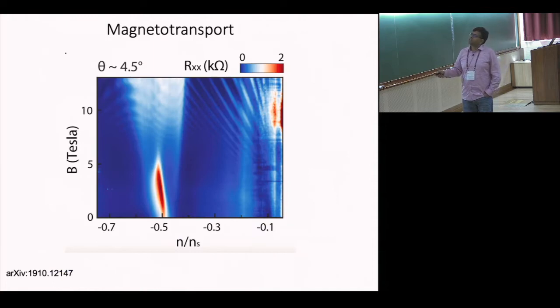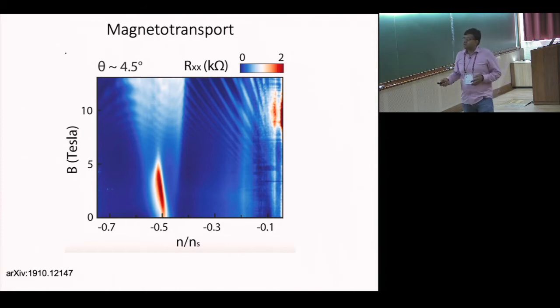Now, what we can do is we can apply a large magnetic field. And when we apply a large magnetic field, we can see magnetotransport at high field. We can see the Landau levels. And from looking at what happens to these Landau levels, we can nail down very precisely where this point of high resistance happens as a function of filling of the moiré cell.